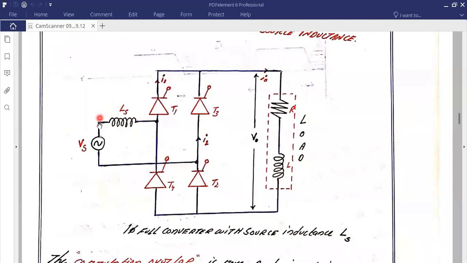Up to now we did not consider this inductance, as we considered an ideal source. But as the operation of the converter changes, we need to consider the operation of the converter provided with the source impedance. Whenever the source impedance is considered, it has two parts. The first is a resistive part. The second is the inductive part.